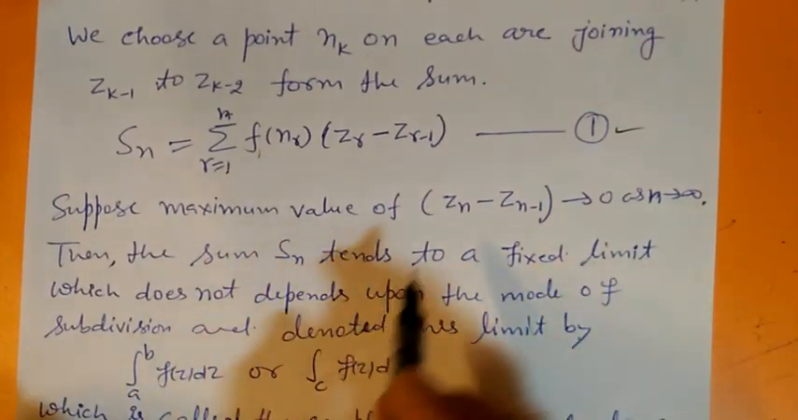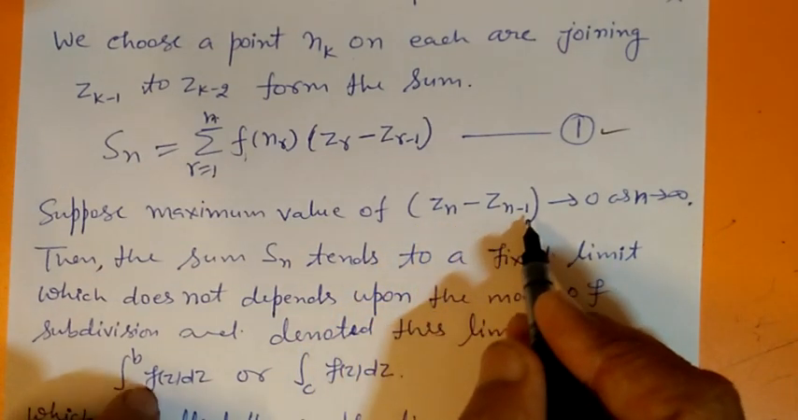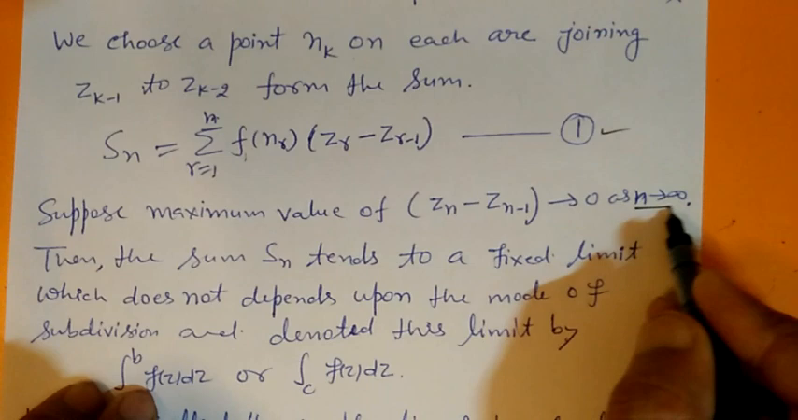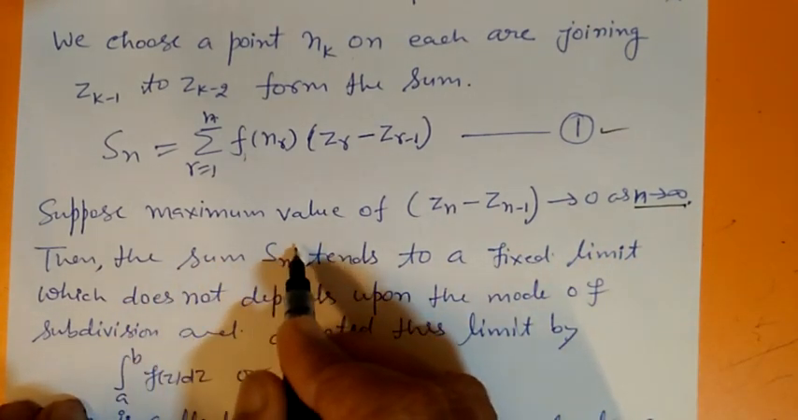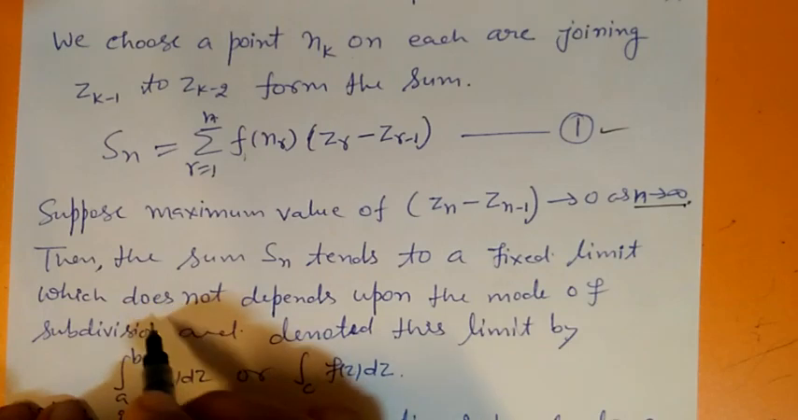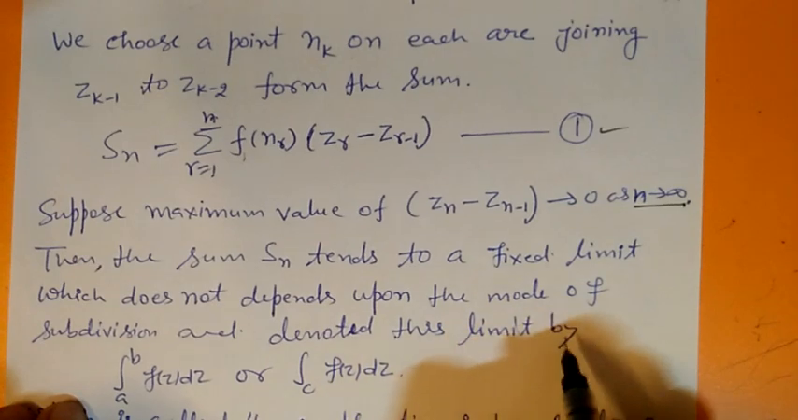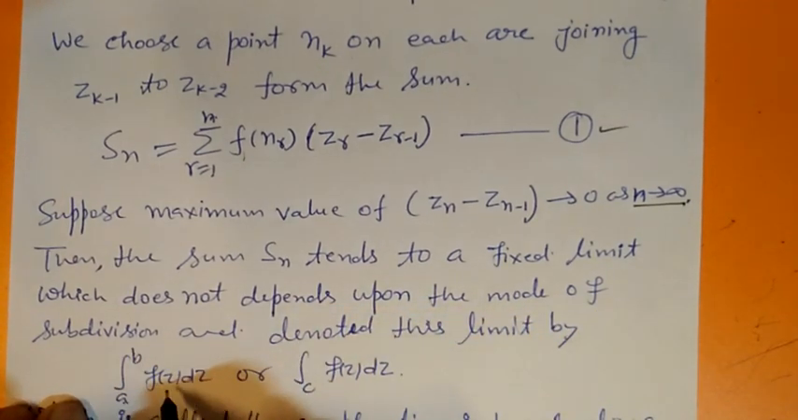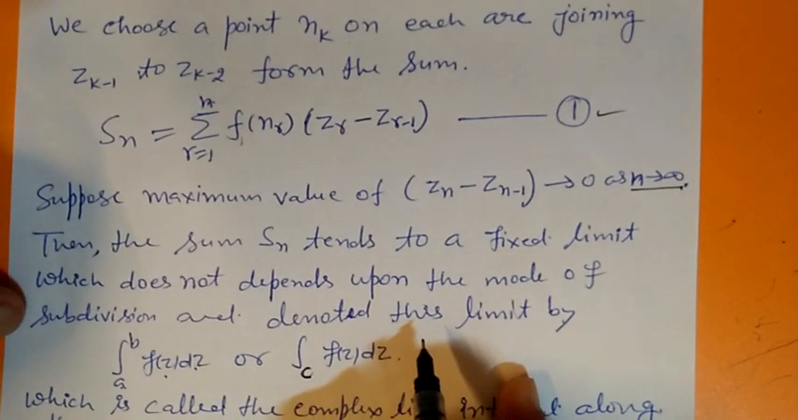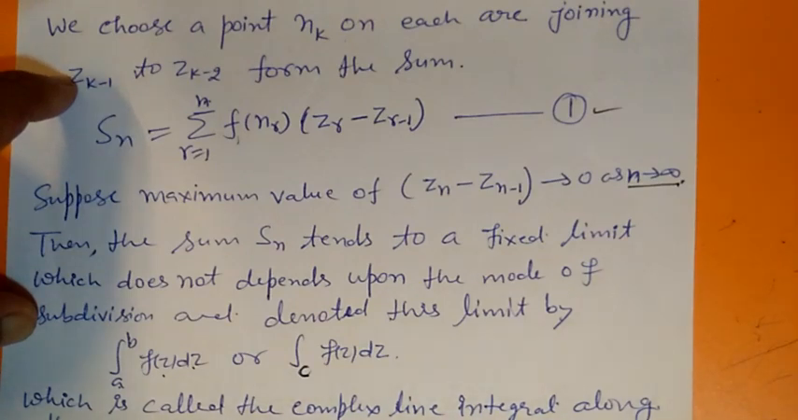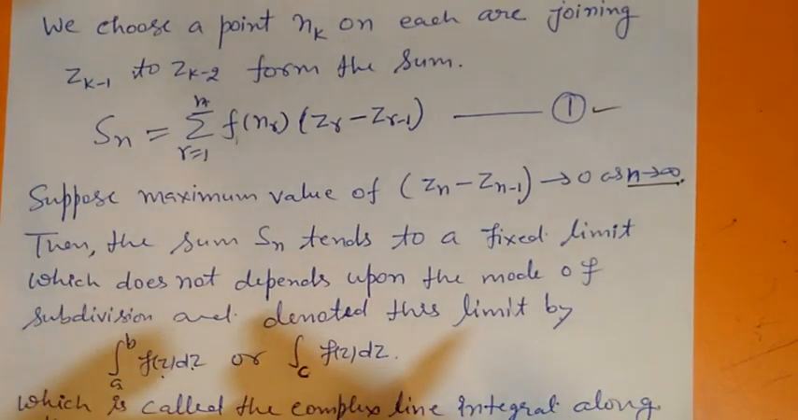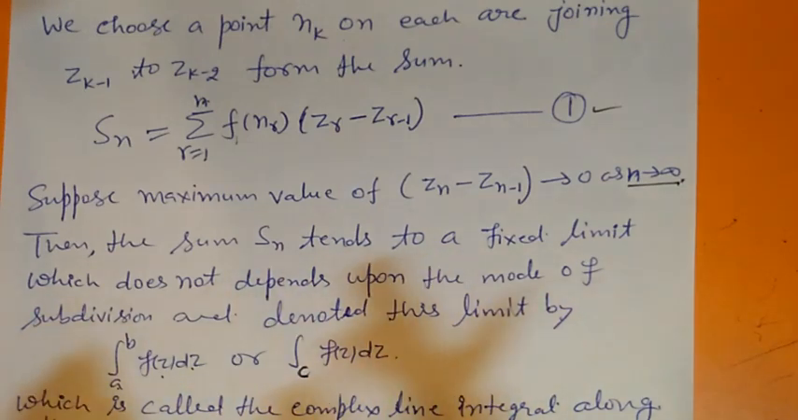Suppose the maximum value of |zn minus z(n-1)| goes to 0 as n goes to infinity. Then the sum Sn tends to a fixed limit which does not depend upon the mode of subdivision, and we denote this limit by the integral from A to B of f(z) dz, or the integral along the curve C of f(z) dz, which is called the complex line integral along the curve C, between the two different points A to B lying on the curve C.